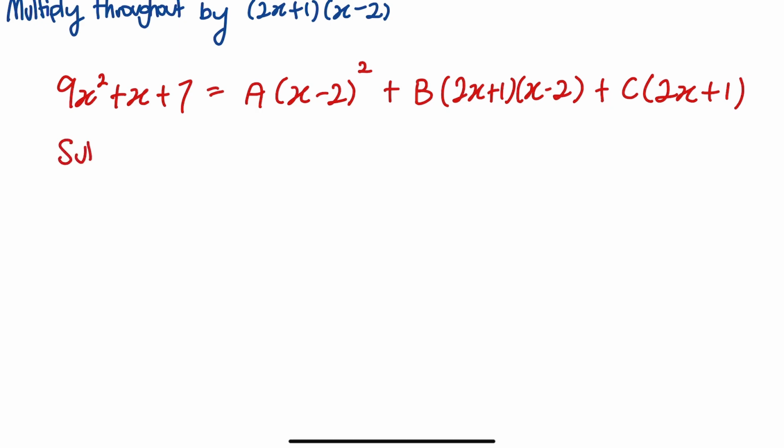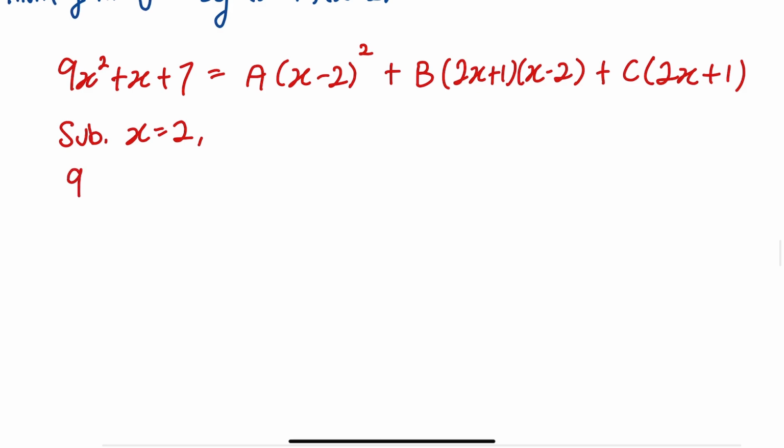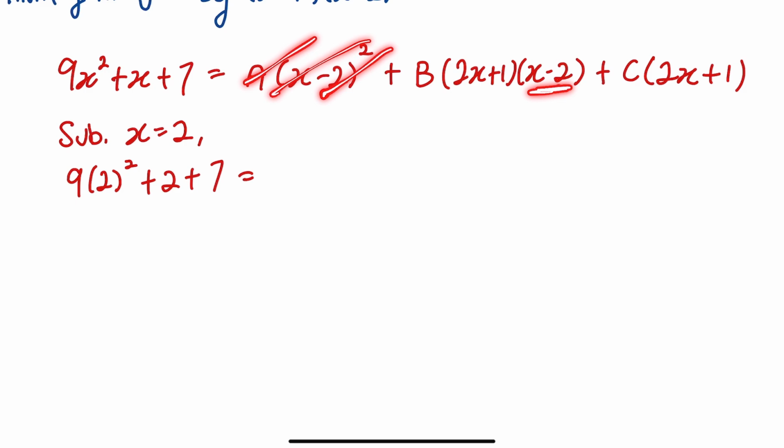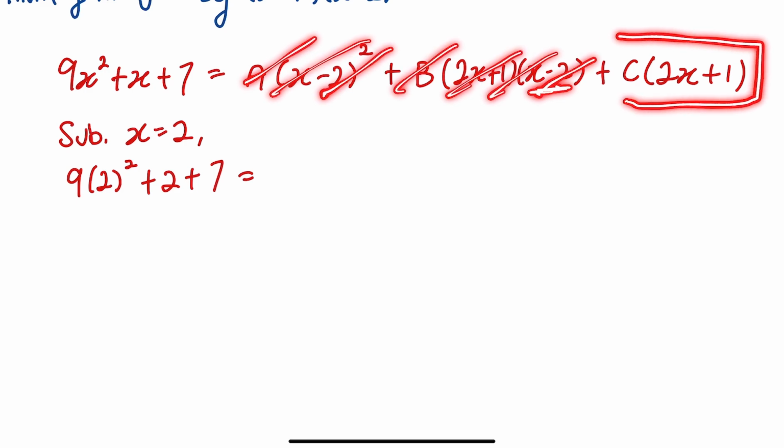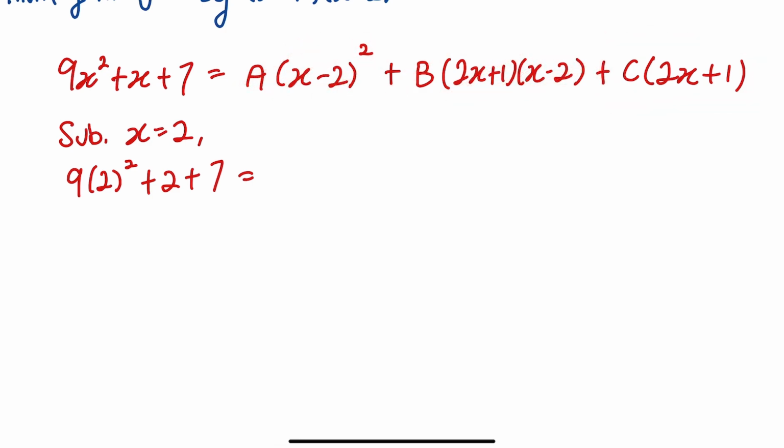So I'll sub x equals 2. Then I'll get 9 times 2 squared plus 2 plus 7 equals, then we notice that if I sub x equals 2 here, this will be 2 minus 2, which will become 0. This thing will cancel out. Next term, x minus 2 here will become 0. B will also cancel out. I'm left with c. So this will become plus c times 2 is 4 plus 1.